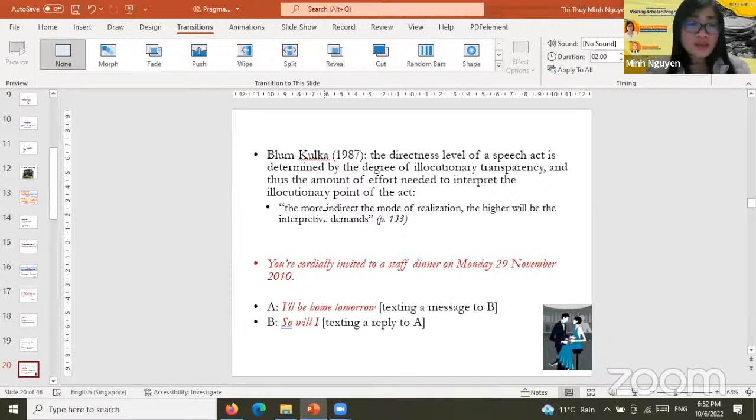So when I say, for example, your essay is very badly written, it's very poorly written. Okay, it is a direct criticism, and you can tell very clearly. Okay, because my intention is transparent. But when I say something like, how about improving, okay, this part of the essay, you can still tell that I am not happy with the essay, but you need to put a bit more effort into understanding my intended meaning.